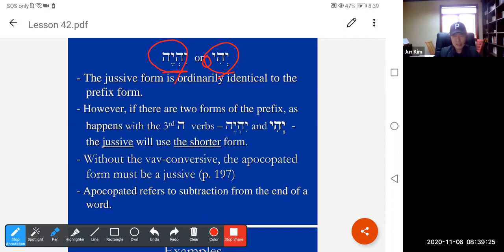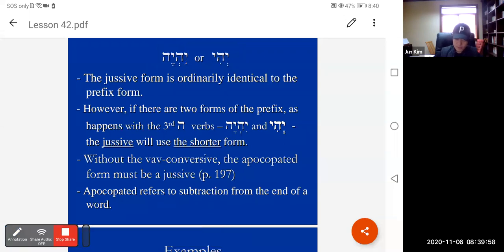This fancy English expression, apocopated, means the shortening at the end of a verb. So anyway, it's an identical word somehow. The shortening refers to the subtraction from the end of a word. It's all about the fact that the third hey is missing, and then it is technically called shortening. Okay, that's it. Let me move on.